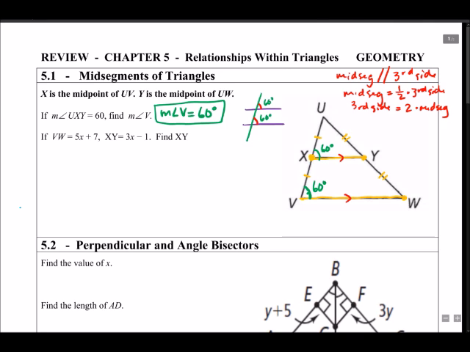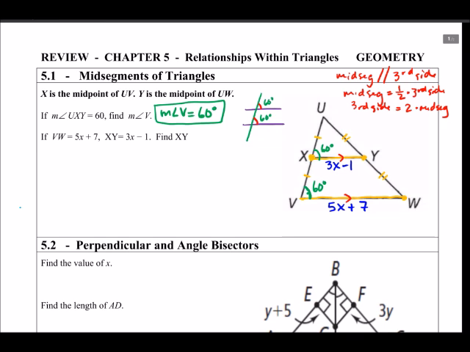What else do we know? We are told the length of VW is 5x plus 7. So we come over here and find VW and label it 5x plus 7. And the length of XY is 3x minus 1. Well, that's our mid-segment, 3x minus 1. And we want to find the length of XY. Well, that means we need to find x first, and we have ways of doing that.